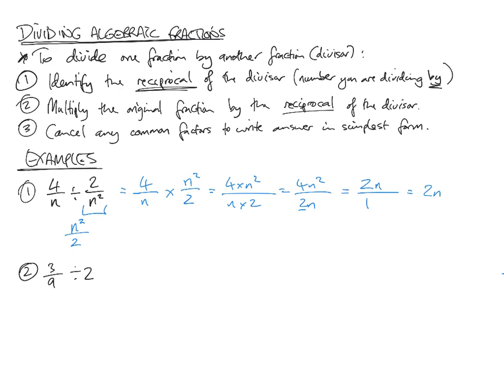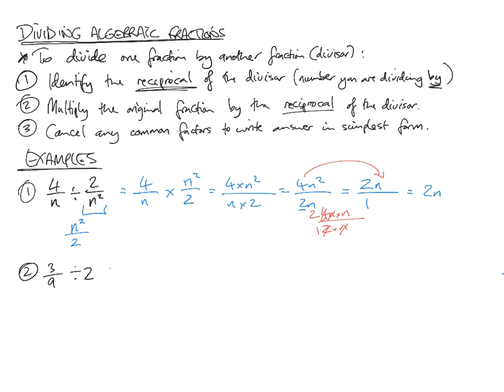If you wanted to see the midway stepping to get from this to this, what do you have? You've got 4n times n over 2 times n. One of the n's on top is cancelled out by that bottom n. And then this 2 goes twice into 4. So that's why you go from this 4n squared over 2n to 2n over 1. And that's 2n.